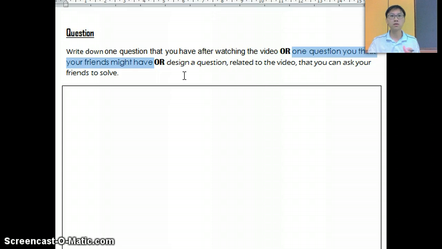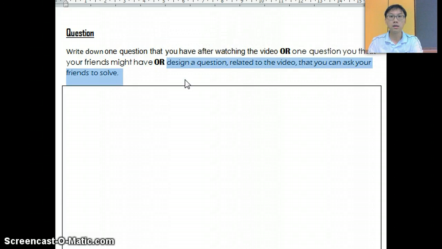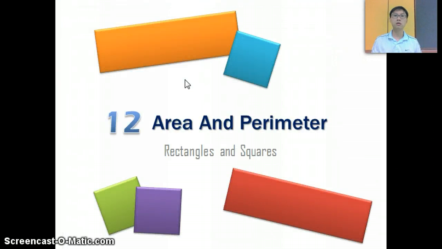Something that you think your friends might have, or if you can't think of anything, you can do the third thing, and that is to design questions related to the video that you can ask your friends to solve. So you can come up with maths questions that you can ask your friends, related to area and perimeter of squares and rectangles. Right, so let's jump into the lesson itself.